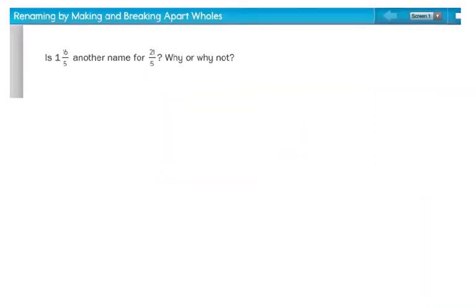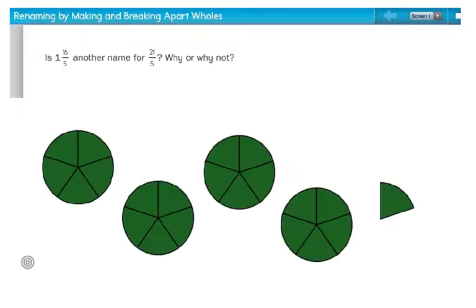Is 1 and 16 fifths another name for 21 fifths? Why or why not? I'm going to go ahead and add a picture. These are all divided into fifths, so I'm going to keep my denominator the same, right?